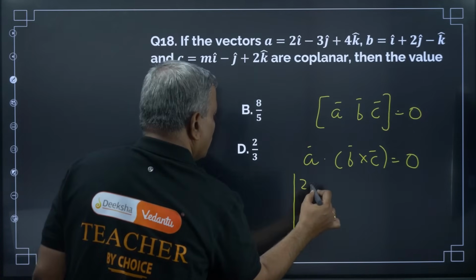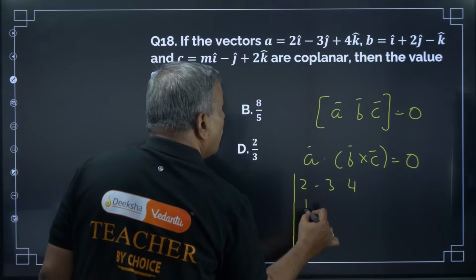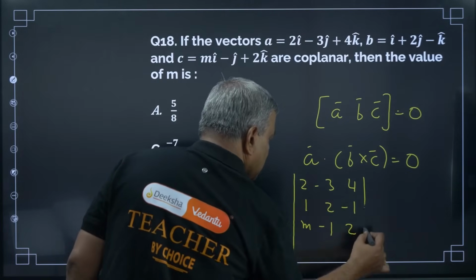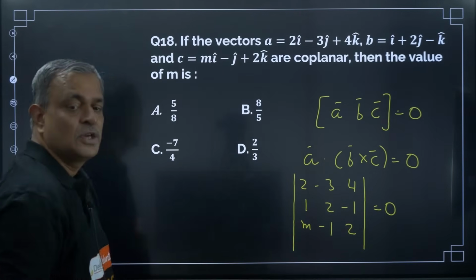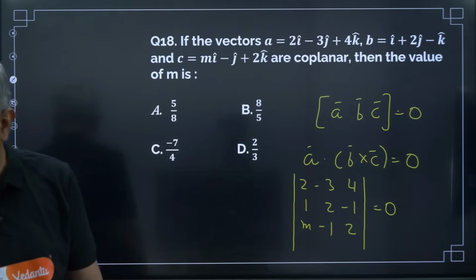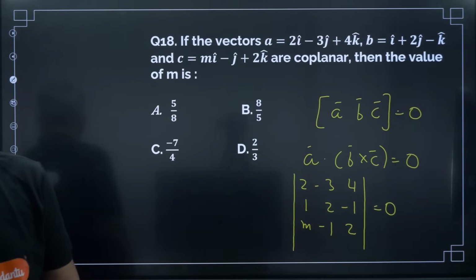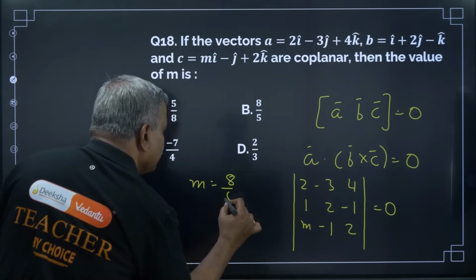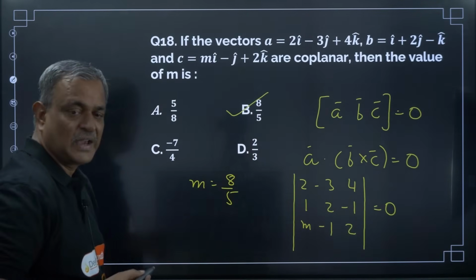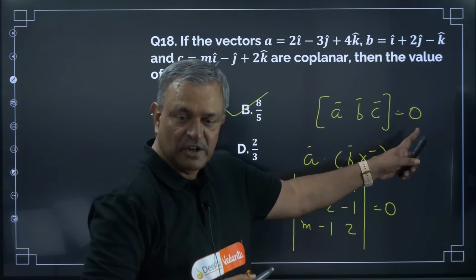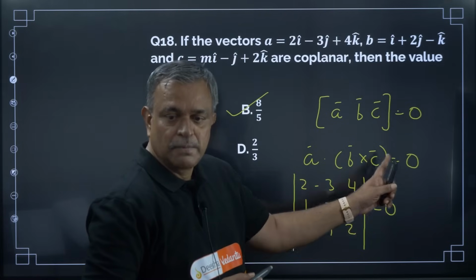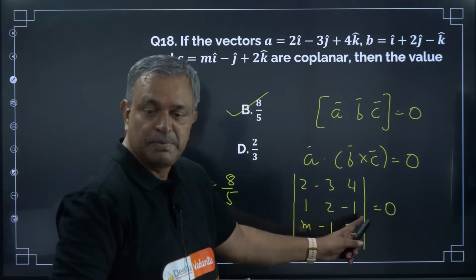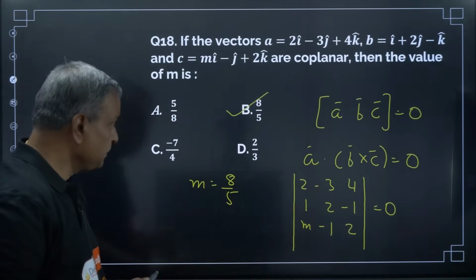Det, what happens? 2, minus 3, 4, 1, 2, minus 1, m, minus 1 and 2 is equal to 0. You have to open the determinant to get the value of m. So once you solve this determinant, you get m is equal to 8 by 5. That much of calculation you can do. What is the concept? Box ABC equal to 0. What is box ABC? A dot B cross C is equal to 0, or determinant of vector A components, vector B components and vector C components.